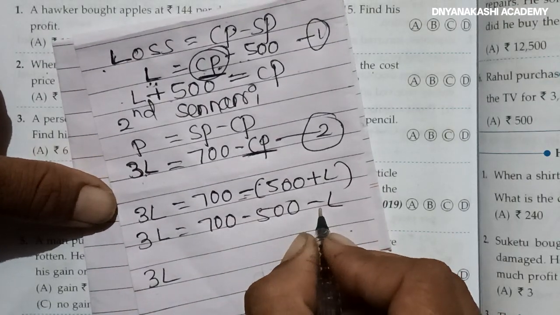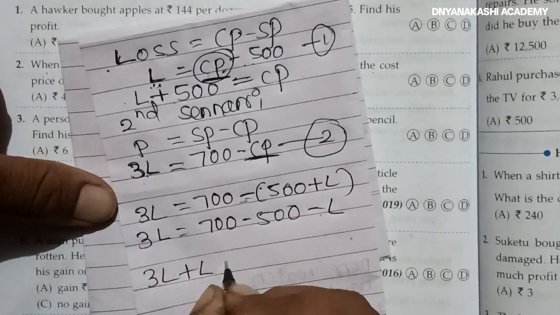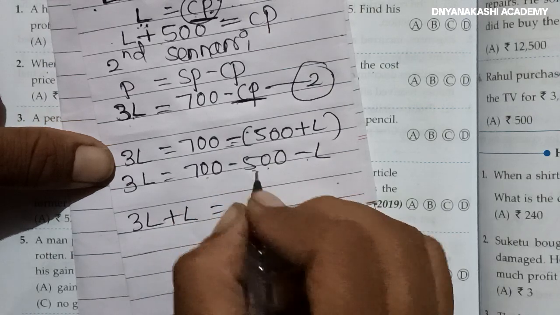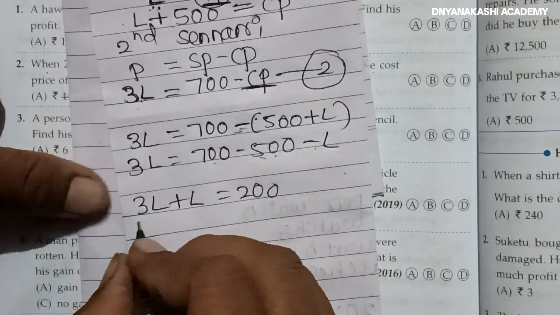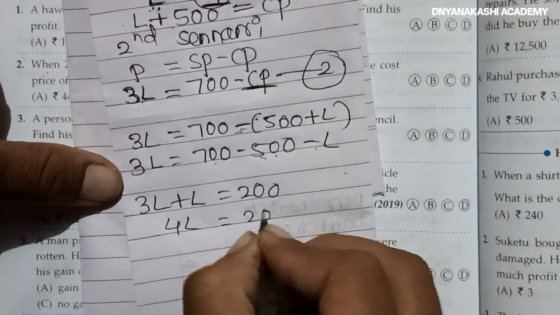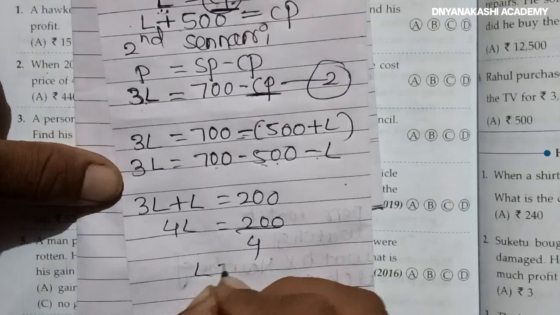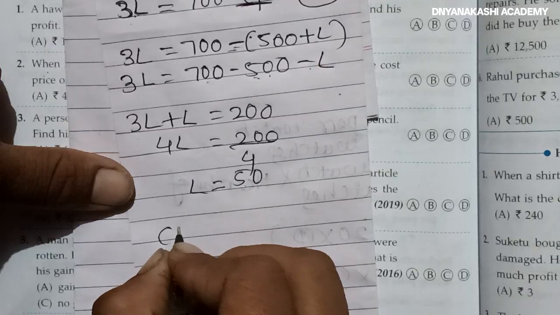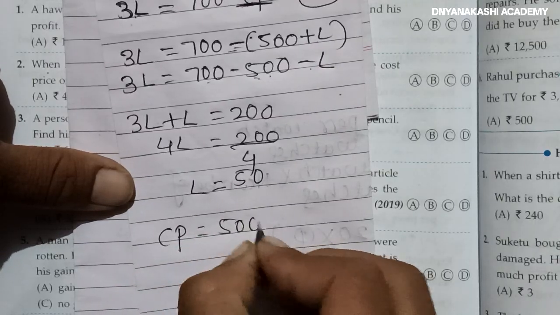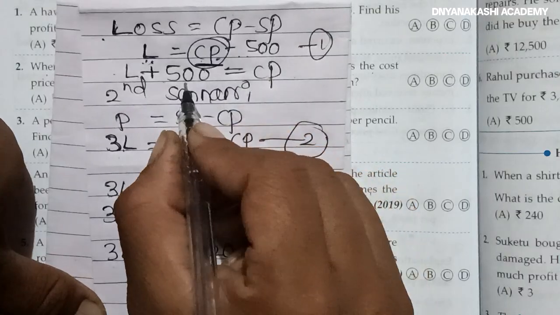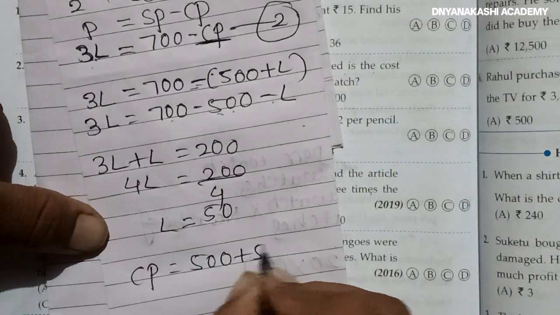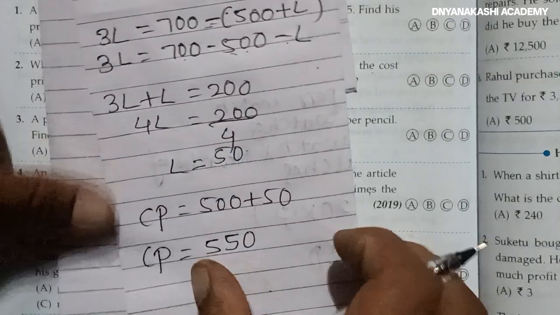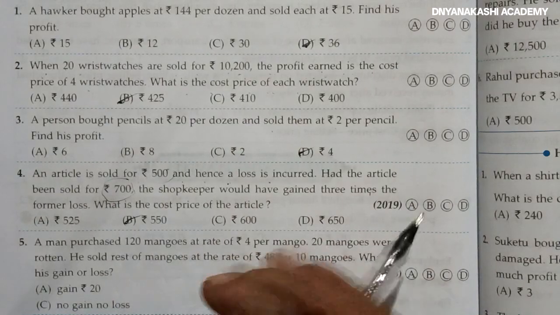3L, and the minus L comes to this side as plus L. 700 minus 500, we get 200. We get 4L equals 200. 200 divided by 4, we get L is equal to 50. What is the cost price? Cost price is equal to 500 plus the loss, 50. Total cost price is 550, and option B is the correct here.